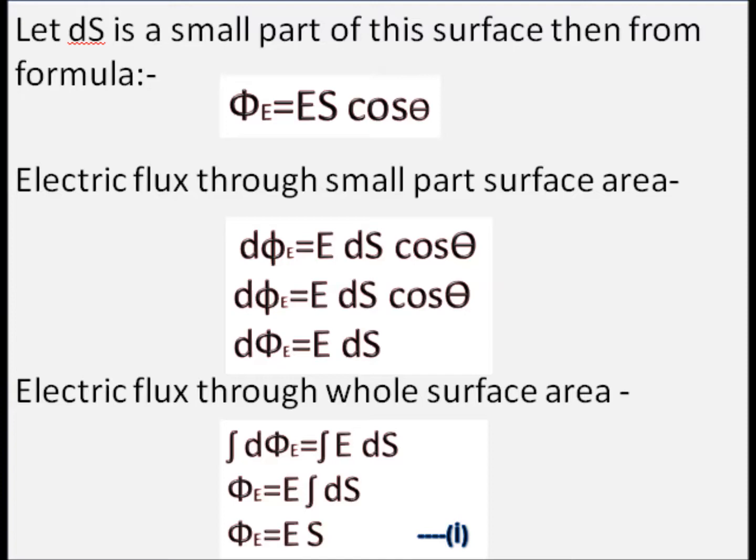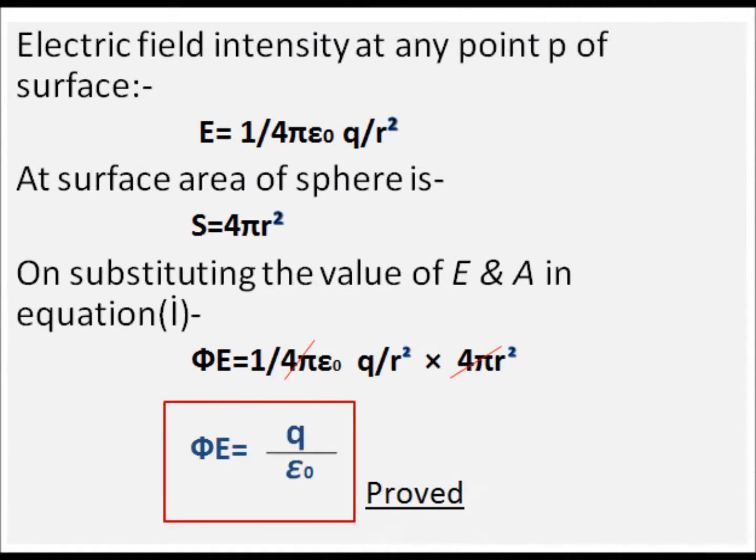It is a very simple derivation: putting the values of E and S in equation 1, we get phi E is equal to 1 upon 4 pi epsilon naught, q upon r square, into 4 pi r square. At the last, we get phi E is equal to q upon epsilon naught, which is the formula of Gauss theorem.